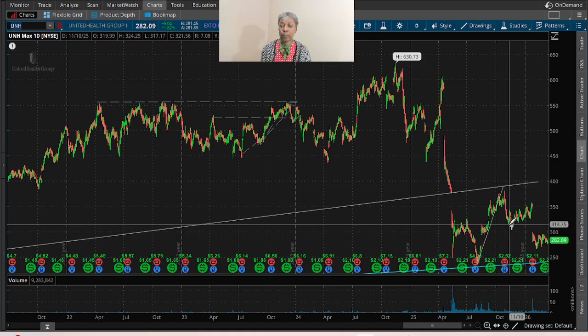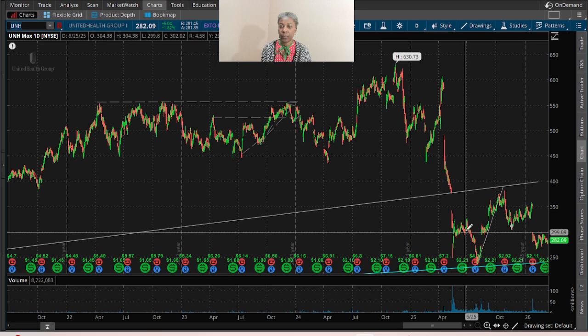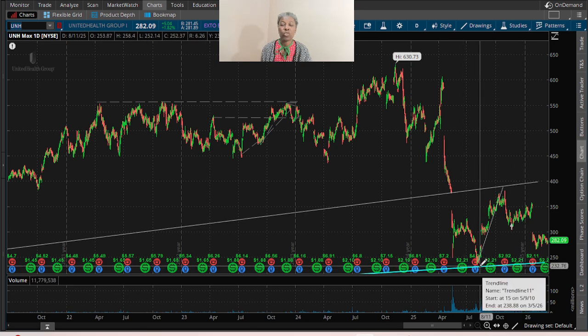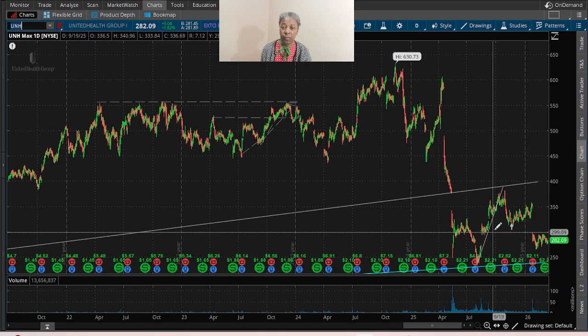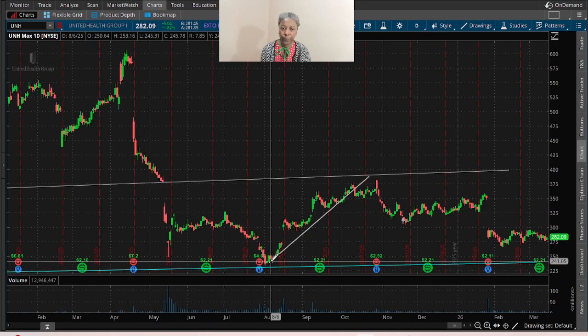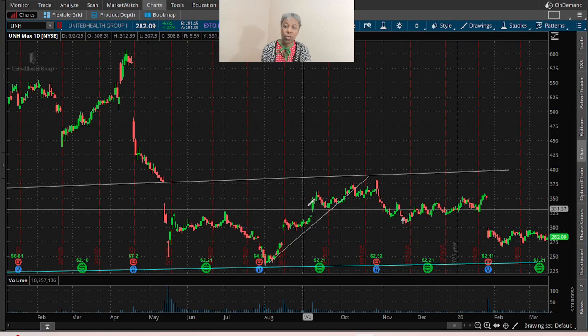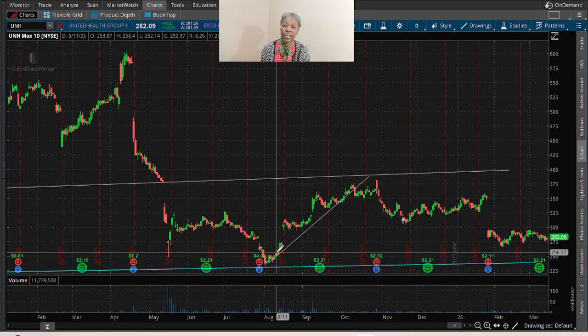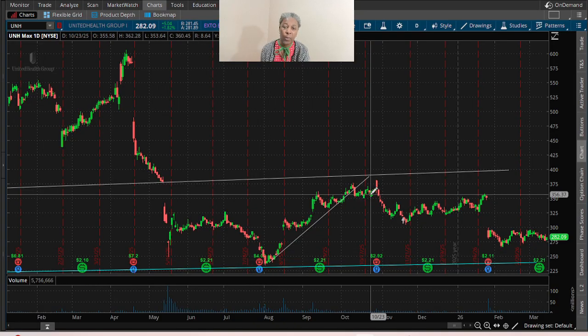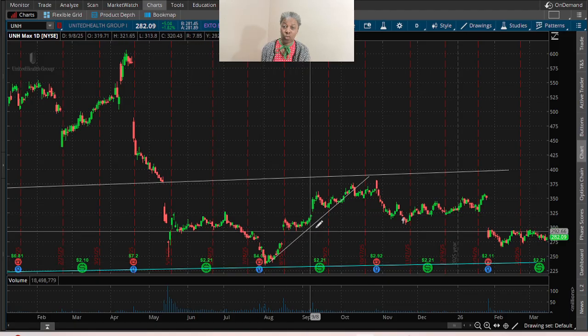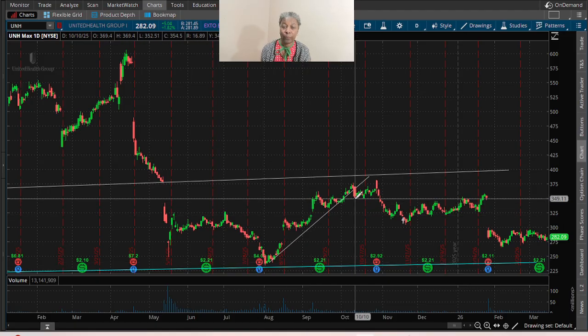Before we purchased it, we noticed that it touched the support line we like to buy at, and started going up from there. And we have multiple higher lows there. So by looking at this, I would say that maybe it's done going down and starting to go up, and this trend is going to continue.